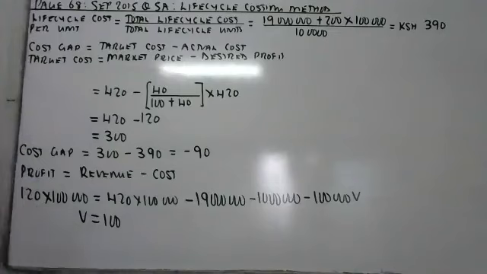The next question says, to manage cost effectively, the company should emphasize on cost management at the planning and design stage. Explain decisions that can be made at the planning design stage, which can affect the cost of the product and reduce the cost gap.